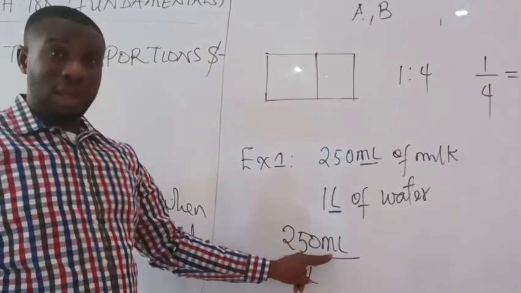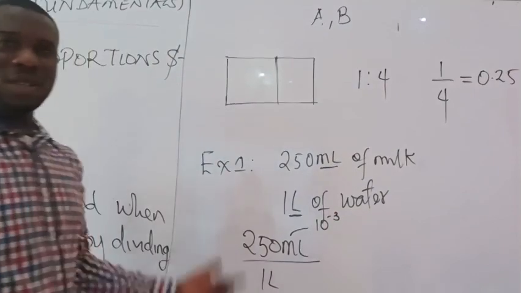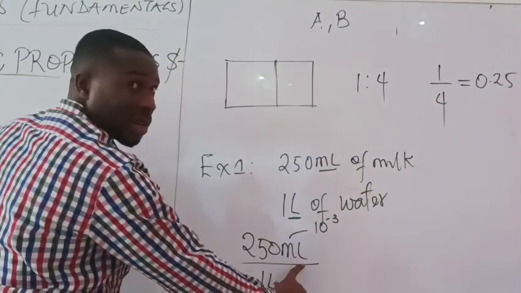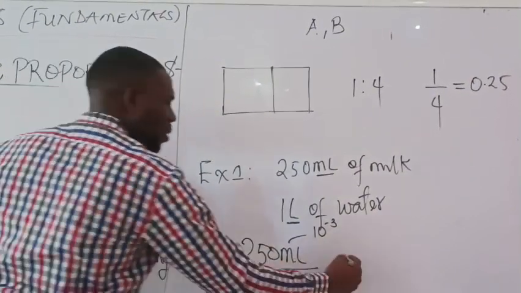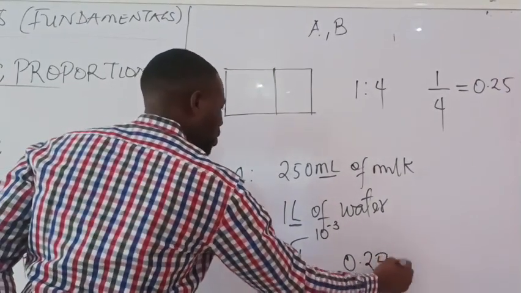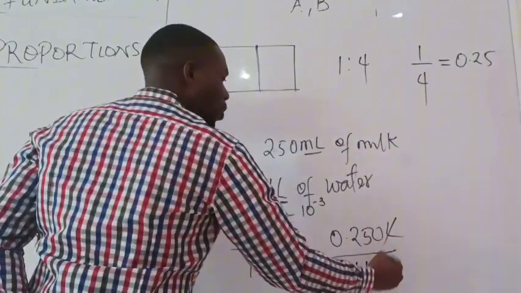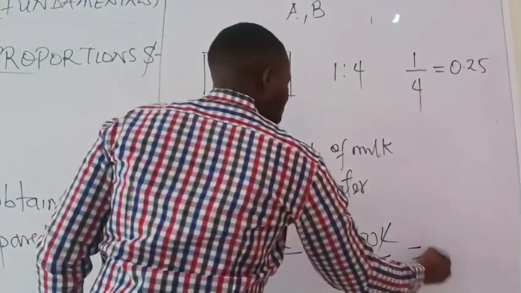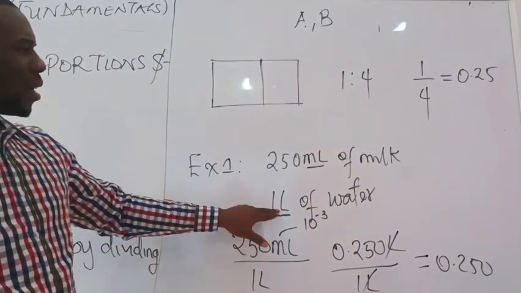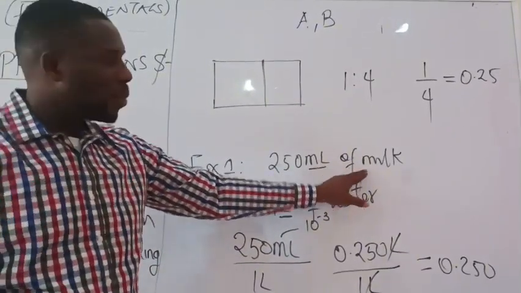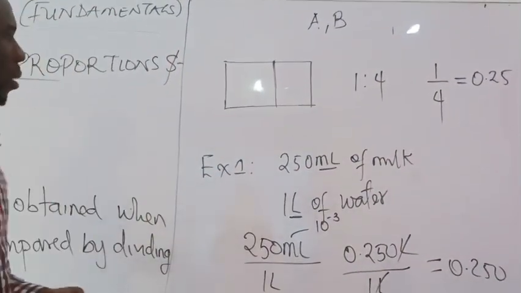I do know that a milli is 10 raised to the power minus 3. It's just a prefix. The unit is liter. So I could take the decimal point 3 places backwards, and once I do that, I'll get 0.250 liter, and this is 1 liter. And of course, the units cancel out. So what this simply tells us is that 250 ml of milk, when compared to 1 liter, is 0.250 times as much. That is what ratio is all about.